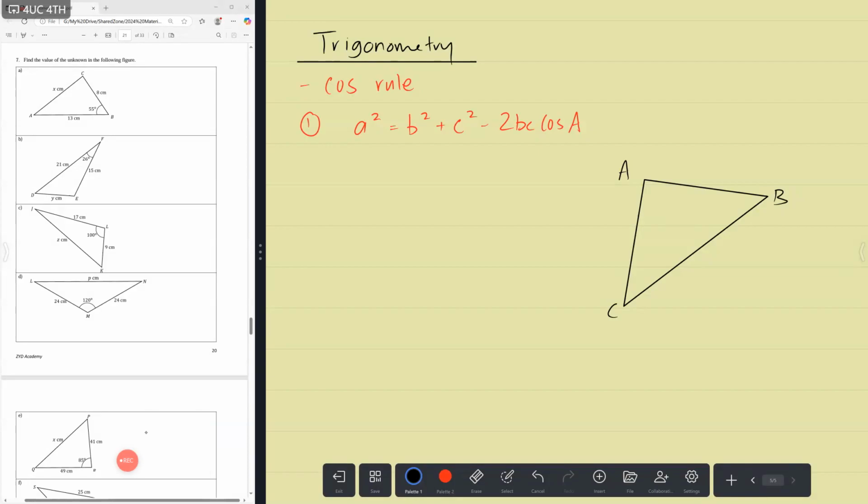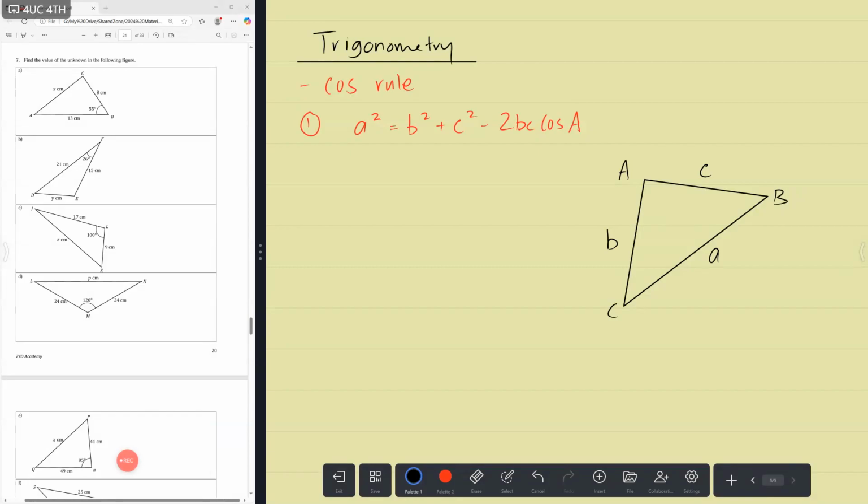Okay. So what you have is points A, B, and C, and those are angles A, B, and C as well. Therefore, opposite of the angle A is length A, and this is length B, and this is length C. Okay, so the cosine rule and sine rule are meant for us to find the length of a triangle or the angle of the triangles, and they have to be non-right angle triangles.